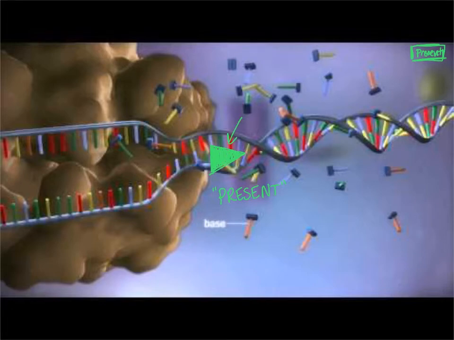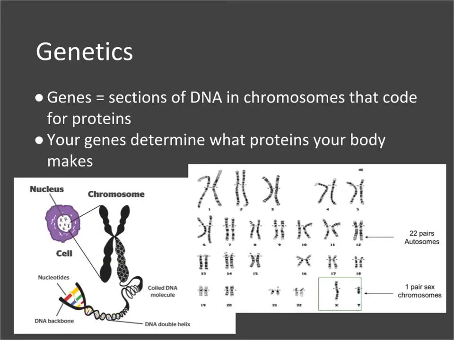Recall that genes are just sections of DNA and chromosomes that code for proteins. So you can think of the genes as being the recipes for how to make proteins. In fact, one gene provides the information needed to make one protein. So your genetics or your genes determine what proteins your body makes.